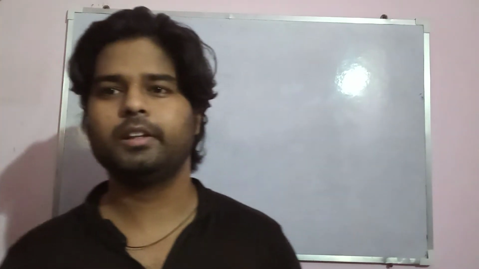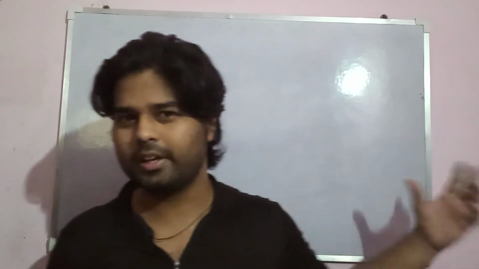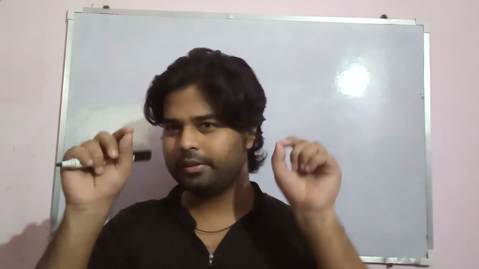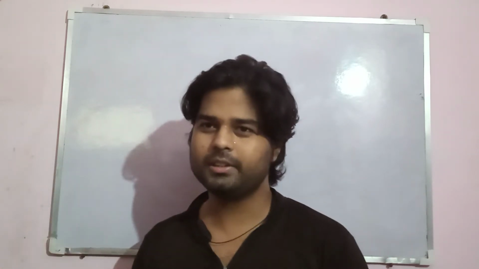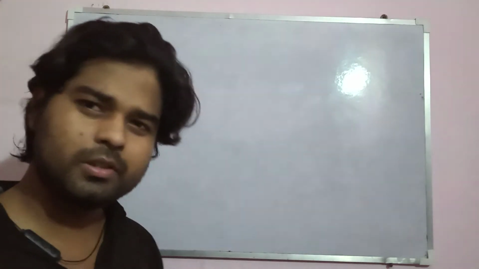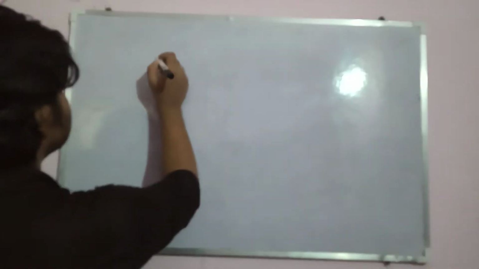In the last class, I described the equilibrium points between two charges which have the same nature, that is either both positive or both negative. Here I am going to describe the equilibrium points of two charges of different nature. Suppose one is positive and another is negative.